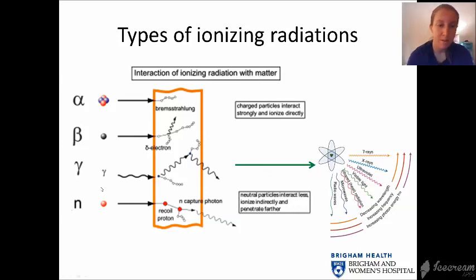Then there's the neutron, which is a heavy neutral particle, and that'll interact with a proton as part of neutron capture, and the photon will be let off, and an electron will be absorbed. So charged particles interact strongly and ionize directly, and neutral particles interact less, ionize indirectly, and penetrate further.